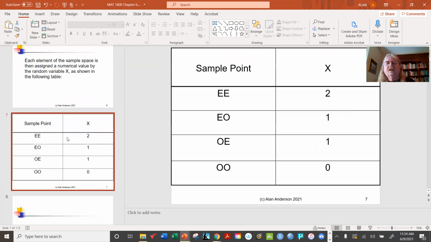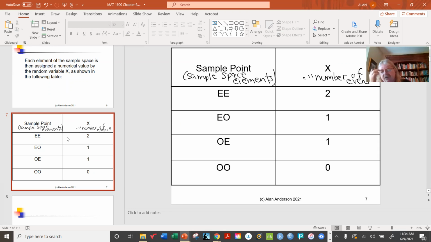Well, you could take a table. Now, by the way, each element in a sample space is often referred to as a sample point. So these are the sample space elements. And you can see there's four of them. Now X is the random variable. It is defined as the number of evens that turn up when we roll the die twice, obviously.